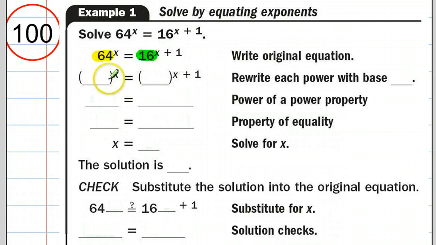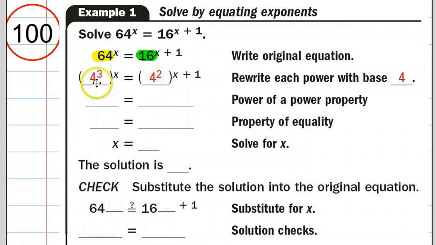So right now we can't set the exponents equal until we can convert these bases so that they are the same base. Well, let's see. If you remember, what relationship do 64 and 16 have? Well, they both seem to be powers of 4. 16 is 4 to the second power, and 64 is 4 to the third power. So I'm going to rewrite those two because they have the same base of 4.